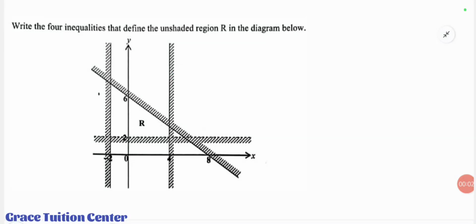Hi there. In this video, I'm going to explain to you how to answer a linear programming question that is asking you to describe an unshaded region. The question says, write the four inequalities. This means that there are four lines which are creating a boundary to a region R. So you are writing the four inequalities that define the unshaded region R in the diagram.